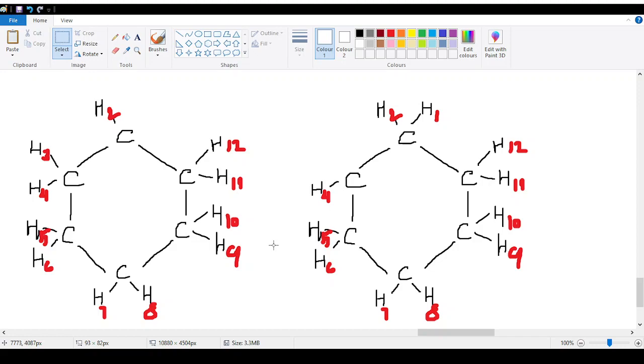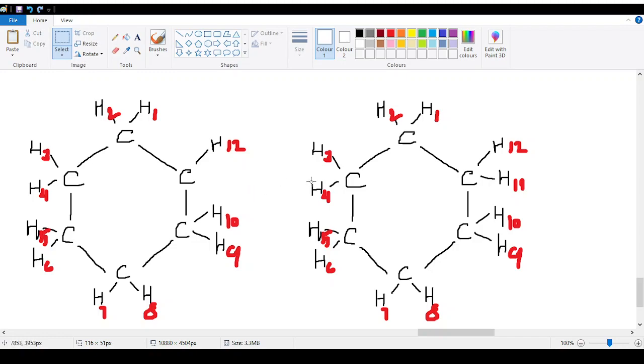Okay. Now go back and choose two different hydrogen atoms. Two other ones, not one and three. Any other two different. I think we can choose hydrogen 11 and hydrogen 12.